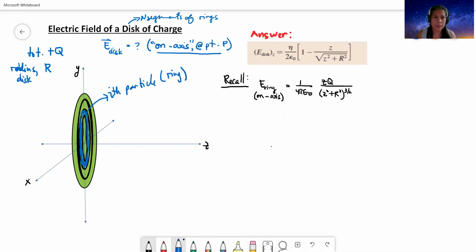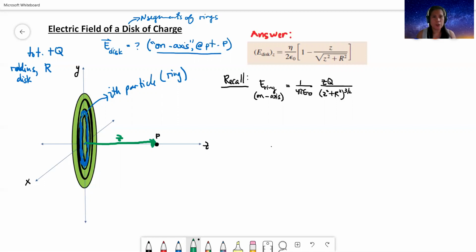We want to determine the electric field of the disk at a certain point. Let's call this point P, where the distance from the center of the disk going towards this point is a certain distance z. So that's the definition of z. It's the perpendicular distance between the point of evaluation and the center of our sheet here. That's z.